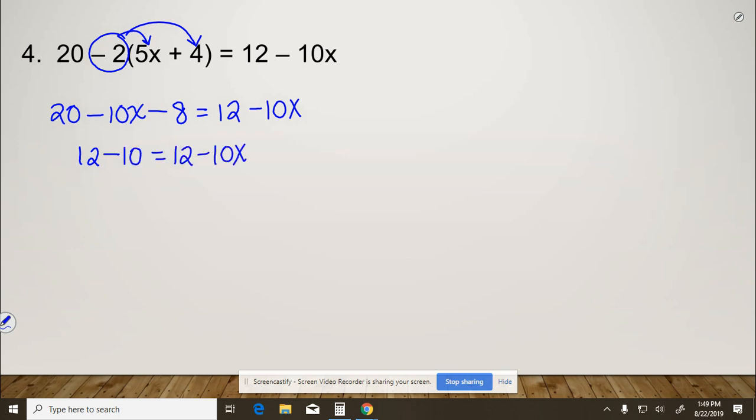Right there, it should be standing out to you, clear as day. This is either infinite or none. Why do I know that? Because they both have negative 10x. I lost my x, here it is. All right, so since those are the same, it's got to be infinite or none. If I add 10x to both sides, I get 12 equals 12. Therefore, this is infinite. All numbers will satisfy this equation.